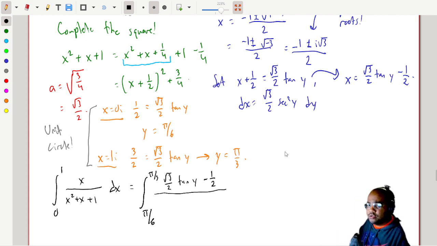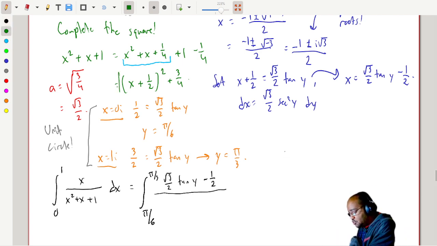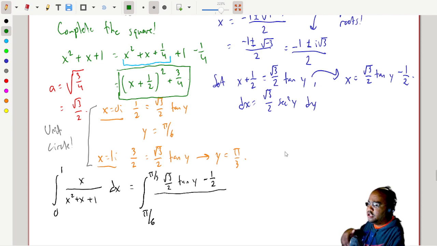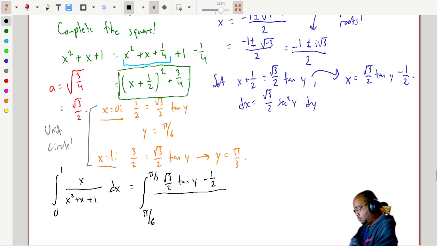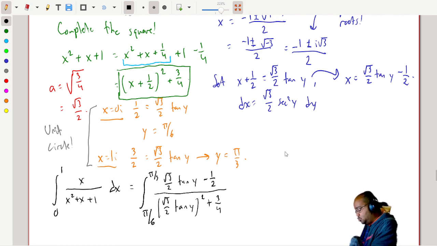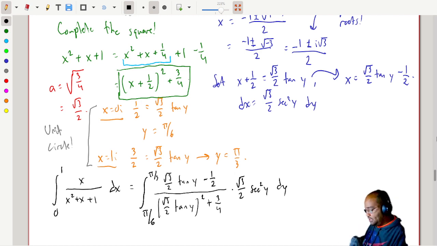And then on the bottom, I'm going to go ahead and use the thing I'm going to box here in green. I'll skirt the steps here a little bit. Just go back and watch the trig sub video if you need to refresh on how to handle this. But x plus 1/2 is square root 3 over 2 tangent y. So let's just do it for kicks here: square root 3 over 2 tangent of y squared plus 3 over 4. And then dx is square root of 3 over 2 secant squared y dy.